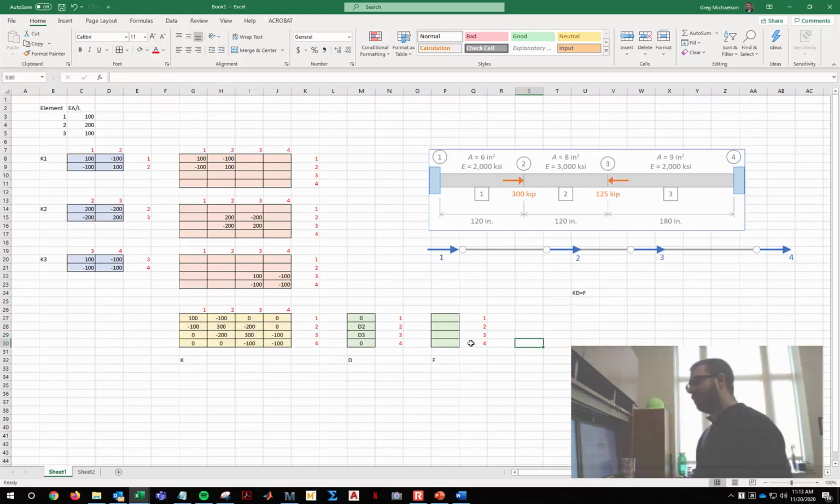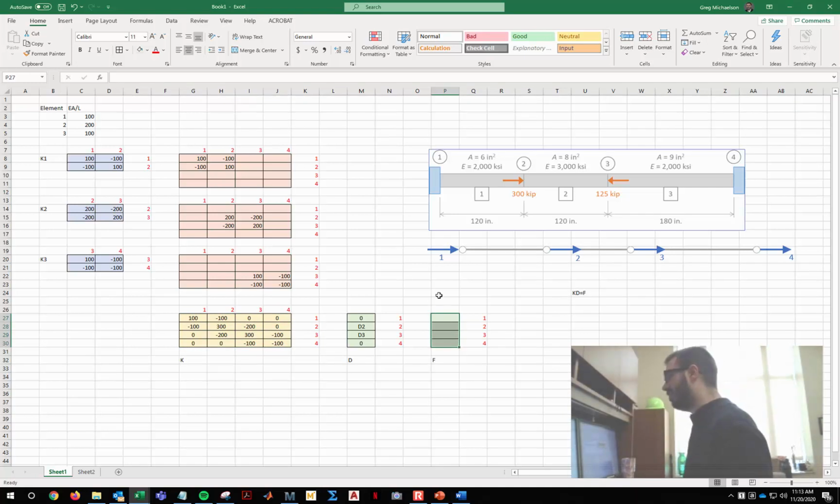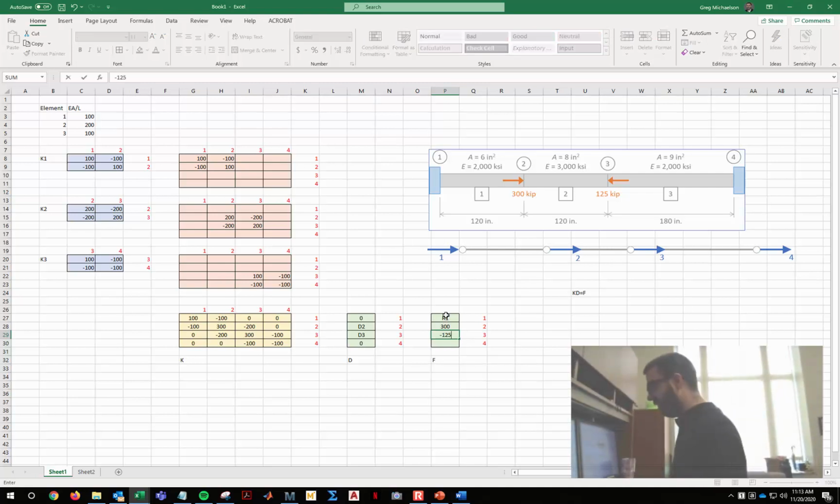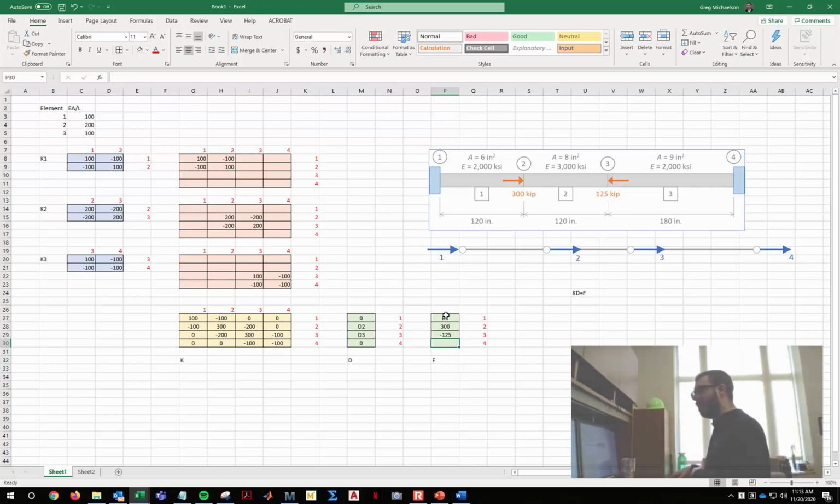Okay. As for the forces, you sort of get that checkerboard pattern. Every time that you know displacement, you don't know the resulting force because that's a reaction. And everywhere you have an unknown displacement, you know the load, right? The 300 kips is positive 300. The negative 125 kips, that's negative because it's going to the left. So positive 300 to the right, negative 125 to the left. And this is R4 because that's an unknown reaction. And so there's our 3 global entries that we need.